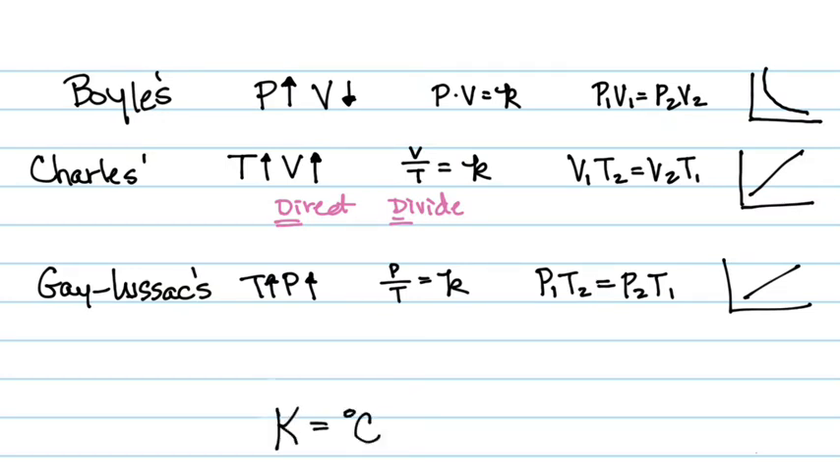If you are given Celsius, you must add 273 to that Celsius number to get your temperature in Kelvin. If for some reason they ask for a final answer in Celsius, you must work out the entire problem in Kelvin and then convert back to Celsius by subtracting 273 to get your final answer in Celsius. Again, these problems have to be worked out in Kelvin.